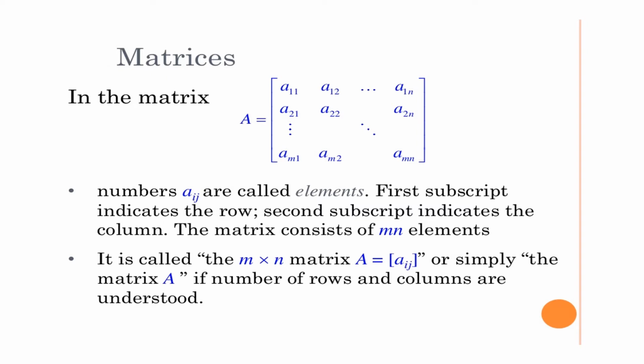You are familiar with matrices. A matrix is a collection of numbers arranged in rows and columns. In this matrix, A11, A12, etc., A1n, A21, A22, etc., A2n, etc., represent elements of the matrix. Here the first subscript indicates the row number and the second subscript indicates the column number. Here we have m rows and n columns, so matrix A is an m by n matrix.